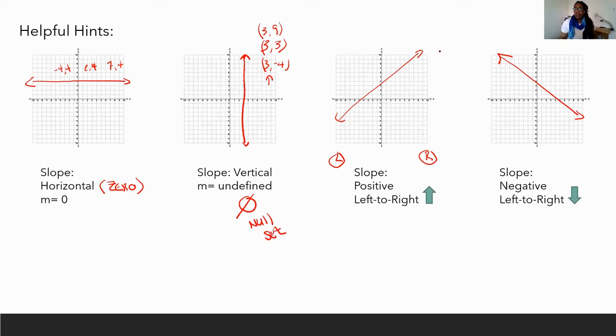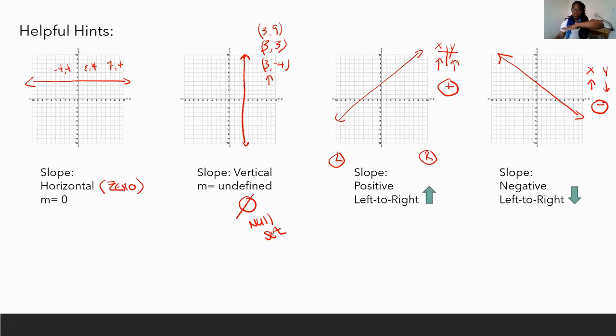If I was ever able to look at a table of values, as my x values increase, my y values also increase. So that's why it's going to be a positive slope. But if I look at my x values increasing while my y values are decreasing, that's why you're going to get a negative slope. So hopefully you got that.